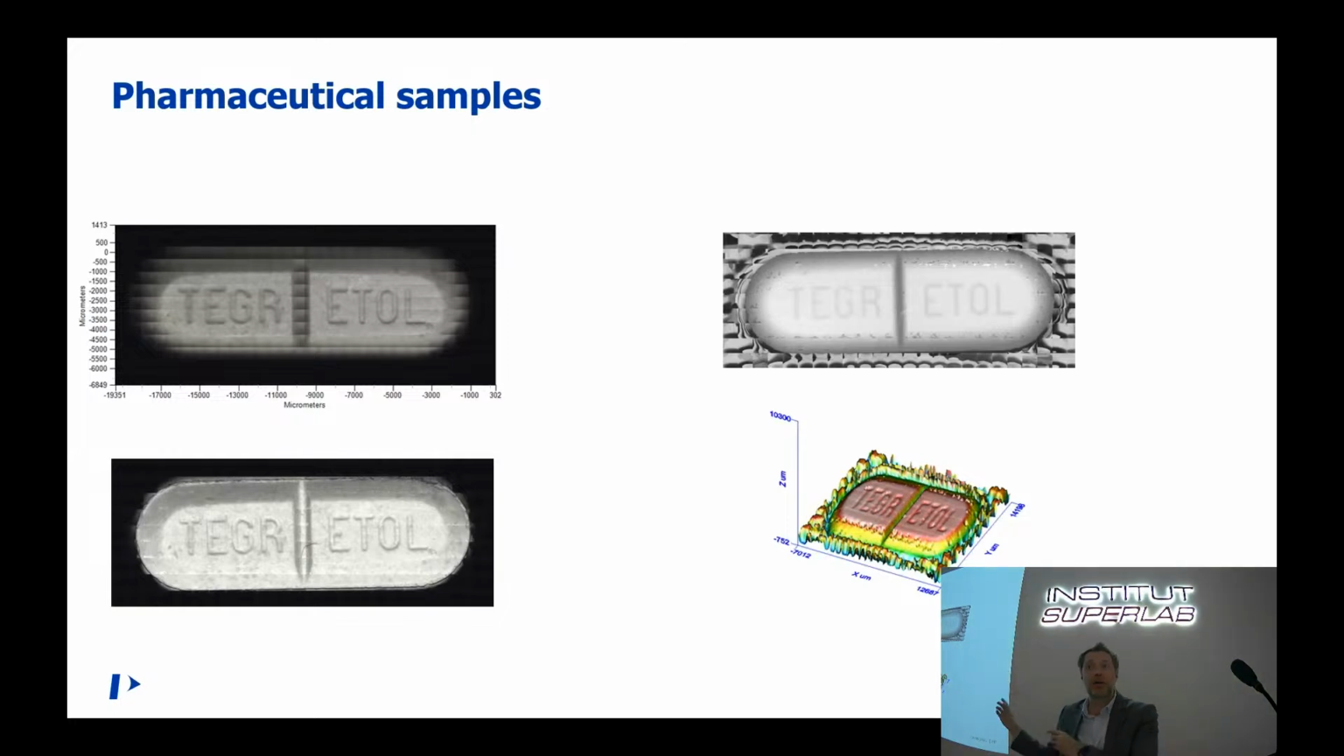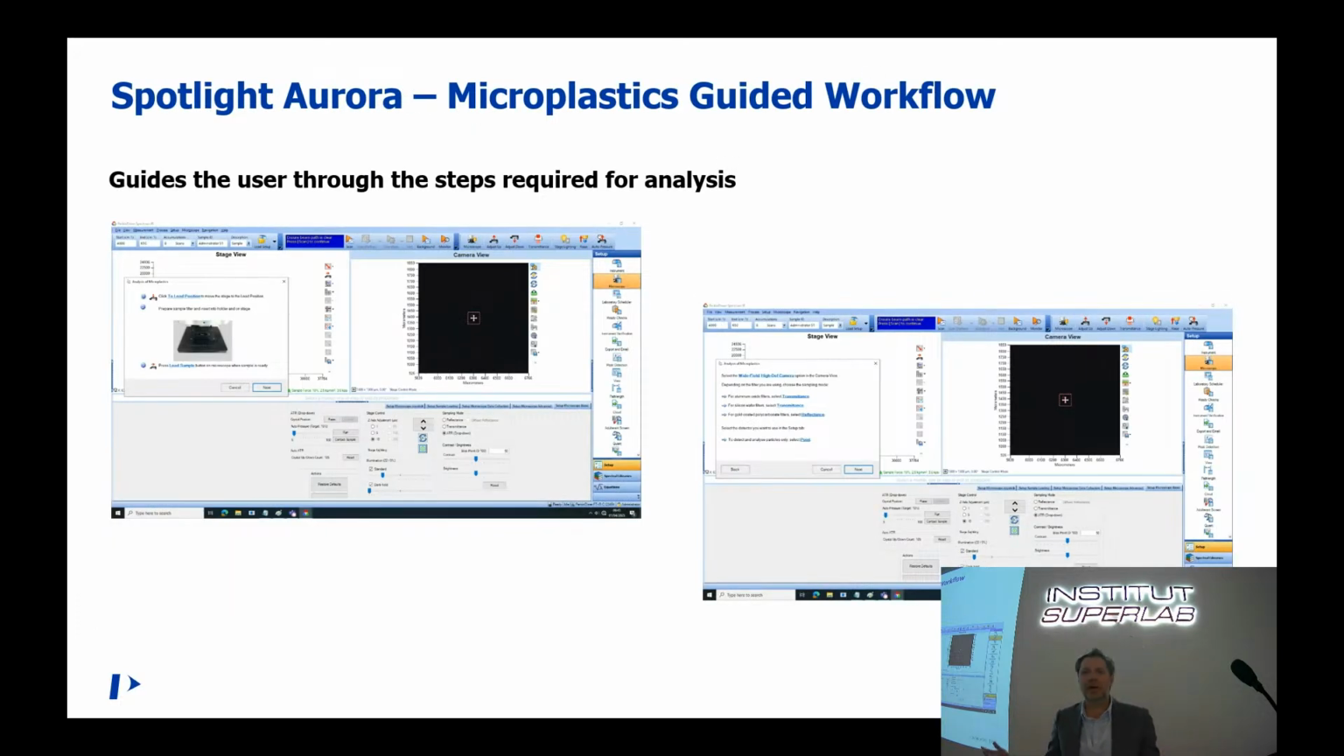We do that concurrently with this as well. So what I'm trying to say here is that what we did was we looked at all instruments now have very good infrared analysis. What we're going to do is optimize the optical part so that it can be a much faster, more reliable workflow. But we didn't just stop there. We've got a microplastics guided workflow now.